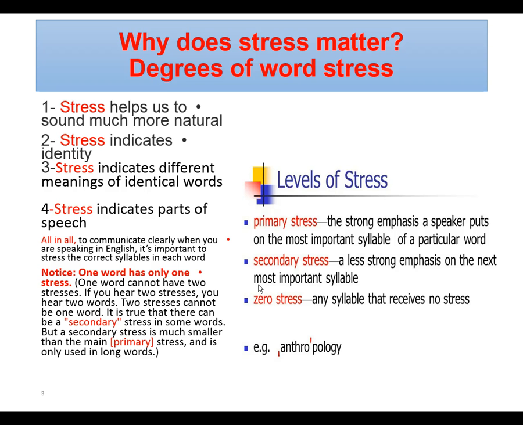Number three, stress indicates different meanings of identical words. Words, if you shift stress on them, you will get new meanings. For example, the word object and object. Object is a noun, and object is a verb. Rebel and rebel. Rebel is a noun, and rebel is a verb. What happens is that when we shift stress and put it on other syllables, we get new word classes and we get new meanings. Number four, stress indicates parts of speech.